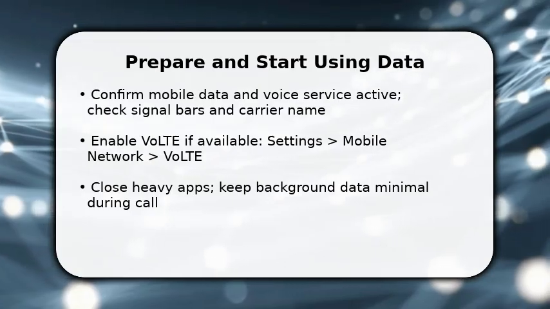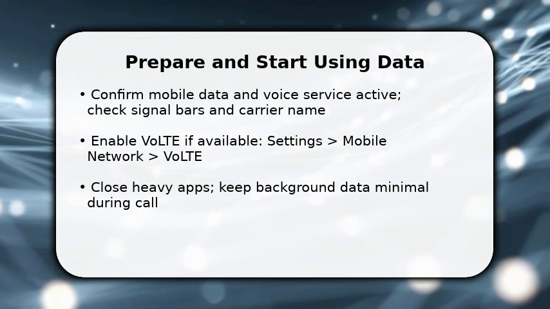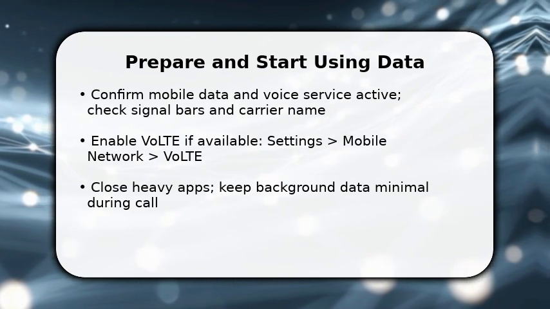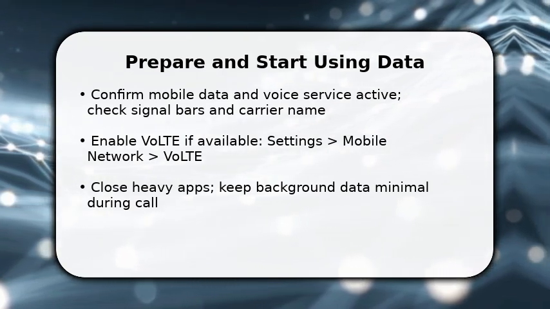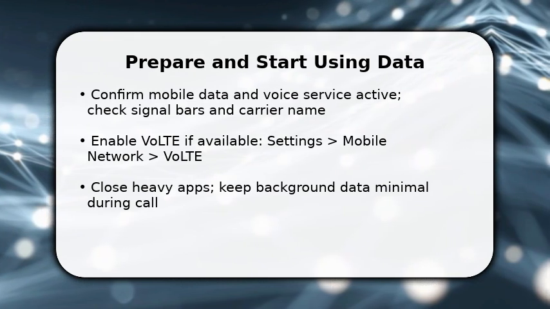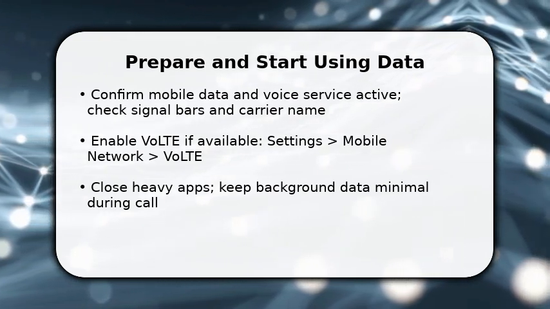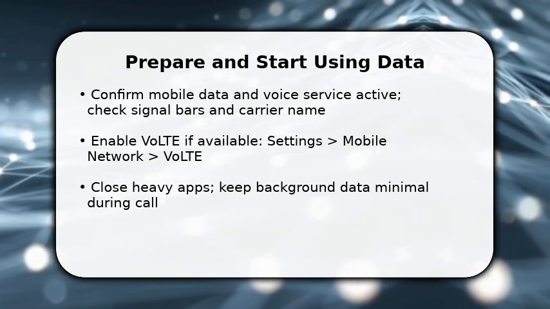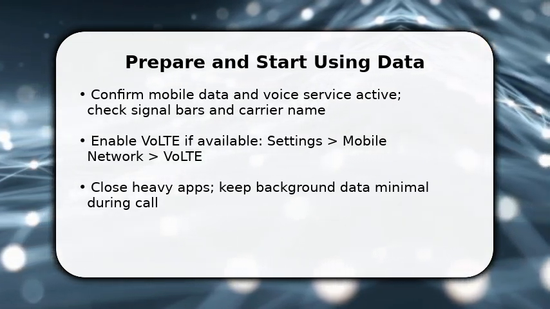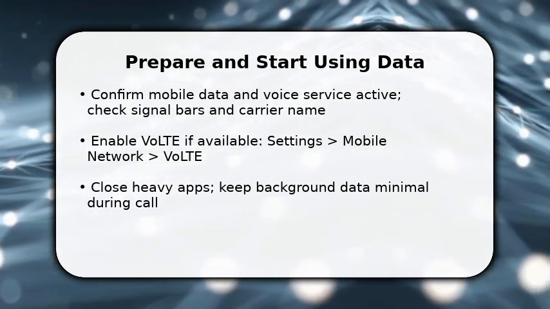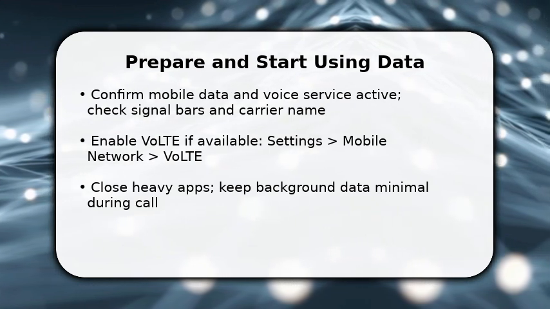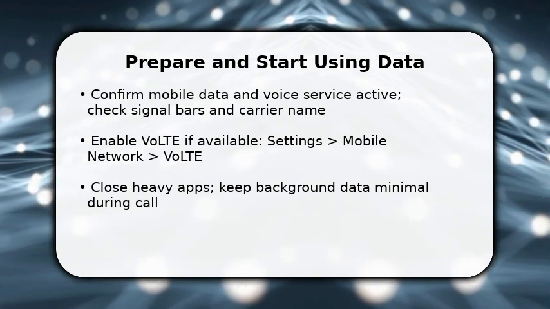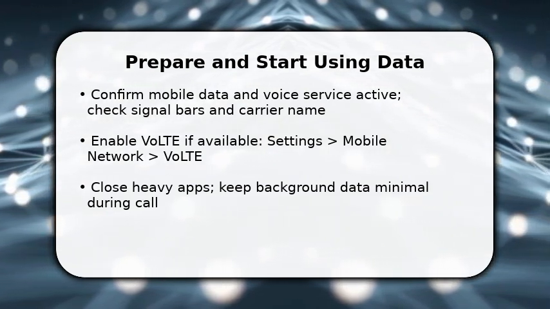You begin by confirming your mobile data and voice service are active and visible in the status bar. This prevents unexpected drops. Once done, enable VoLTE if your phone and plan support it, because VoLTE lets voice and LTE data coexist. Make sure to close bandwidth-hungry apps so the call has priority. This reduces buffering. Next, toggle mobile data on. You'll see LTE or 4G while on the call. This first set of steps gets you connected and ready to use data reliably during voice.